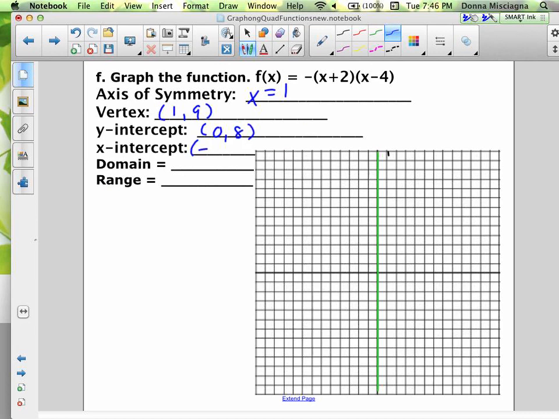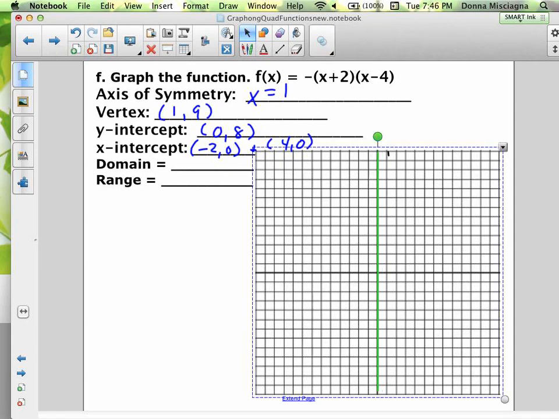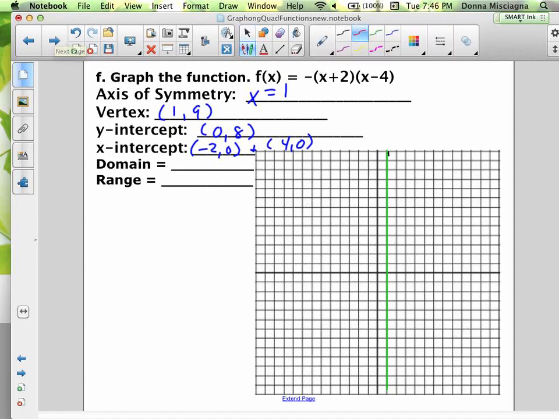X-intercepts, easy to find. You can even look at the equation and see them. Negative 2, 0, and 4, 0. And let's just graph our points. My axis of symmetry is the green line. Let's graph that. The good thing about the axis of symmetry is it helps us divide our graph in half. So it makes it easy to find those, I call them bonus points. The points we didn't have to do any work for, just using the fact that the graph is symmetric. And whatever's on the right-hand side is also on the left-hand side.